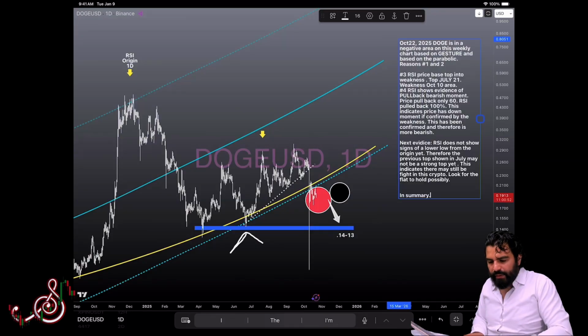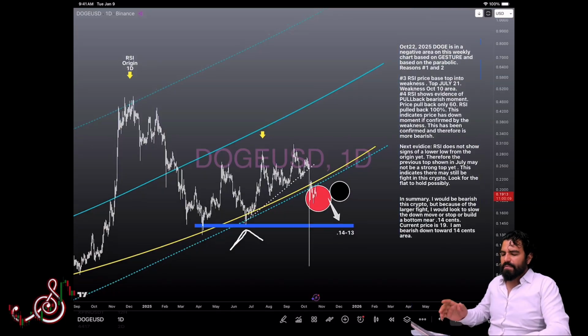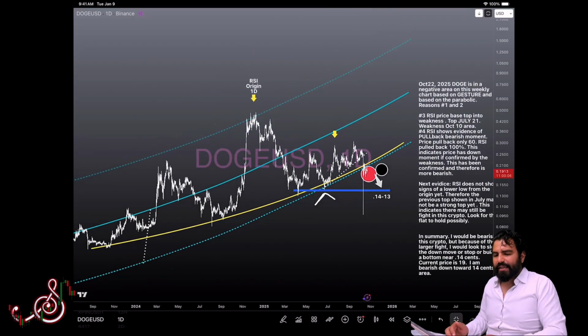In summary, I would be bearish this crypto, but because of the larger fight, I would look to slow the down move, or stop, or build a bottom, in other words, near 0.14 cents. Current price is 19. I am bearish down towards the 14 cents area. Okay, so that's how I can make an assumption about what I think is happening here.